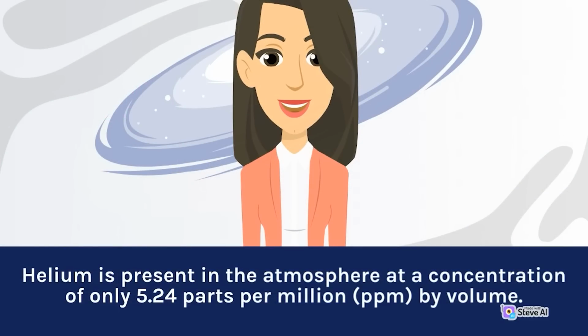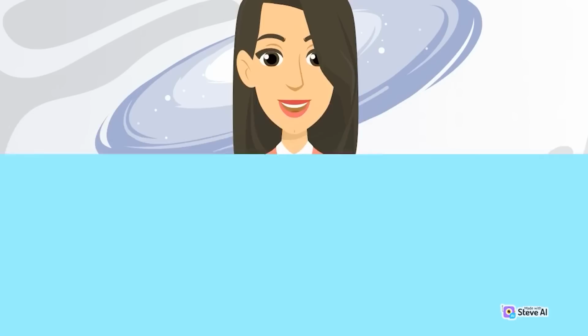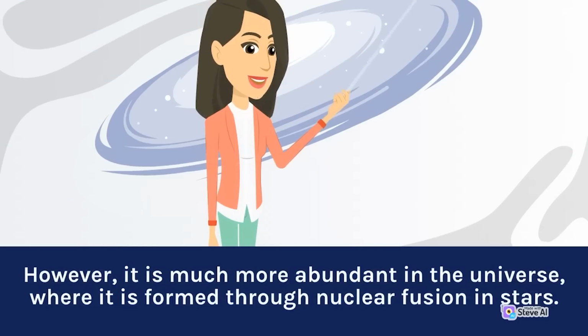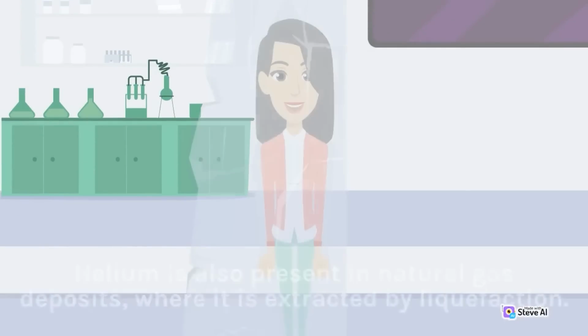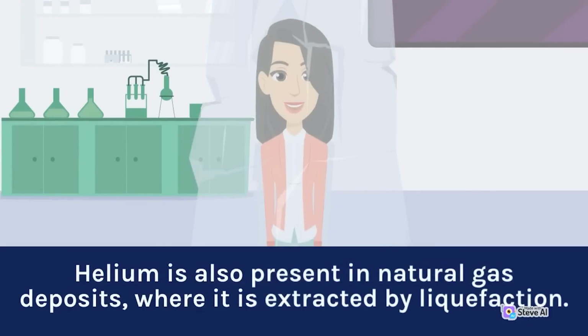Helium is present in the atmosphere at a concentration of only 5.24 parts per million, ppm, by volume. However, it is much more abundant in the universe, where it is formed through nuclear fusion in stars. Helium is also present in natural gas deposits, where it is extracted by liquefaction.